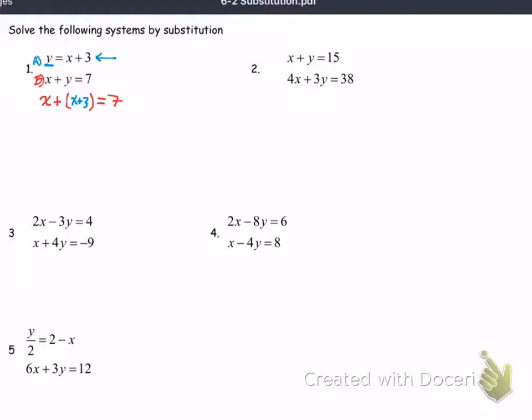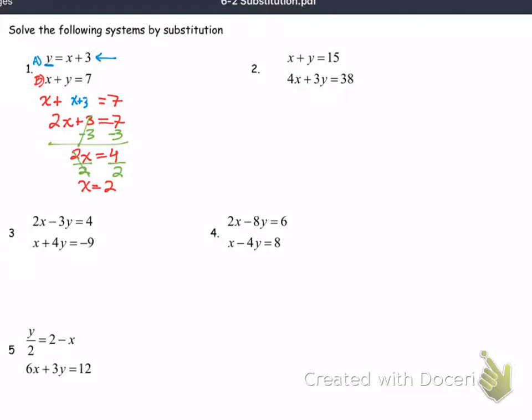And so what would we do? You can drop the parentheses, and now we combine like terms and get 2x + 3 = 7. Then on both sides you subtract 3, and then you divide by 2 on both sides, and your final answer for the x part of the coordinate is x = 2. So you found the x part of the coordinate.